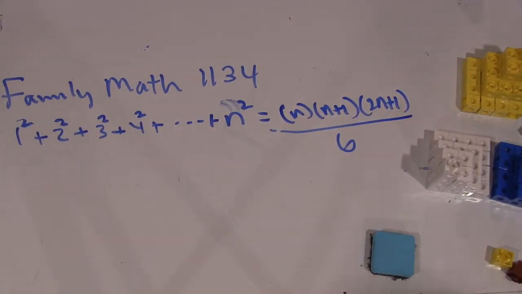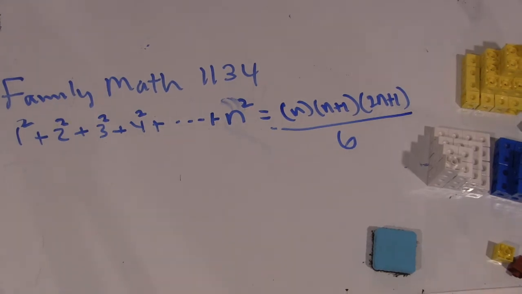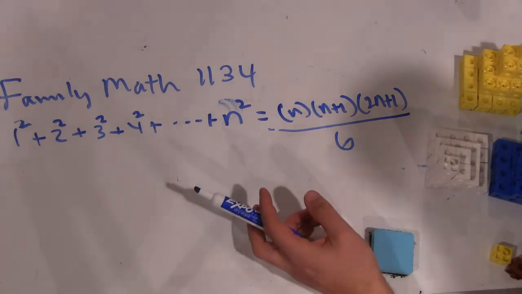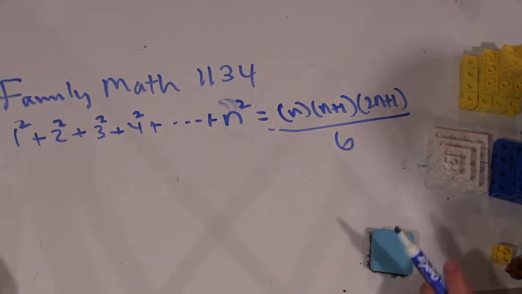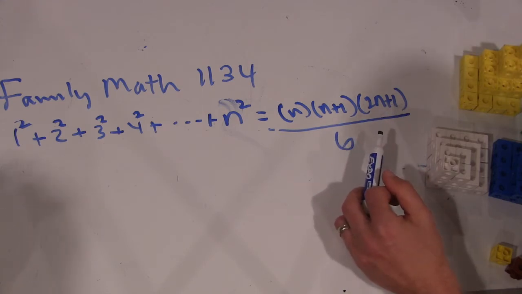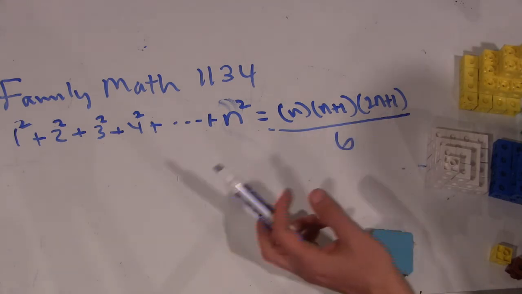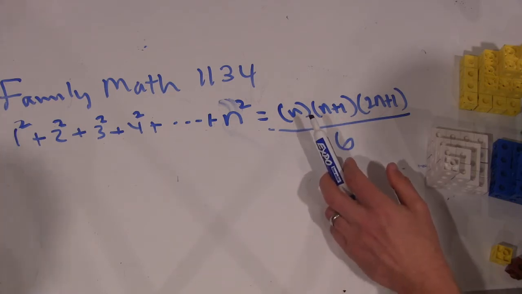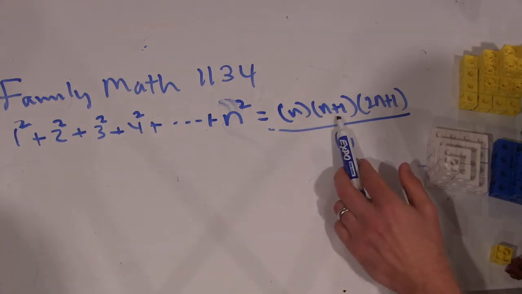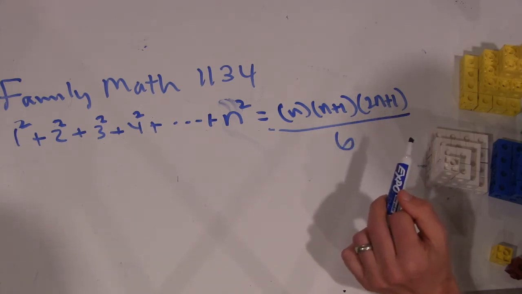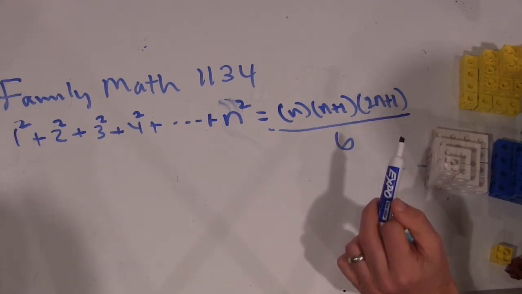So let's do the same thing to check this. Let's check it for 1, or it just should add up to 1. So we get 1 times 2 times 3 divided by 6. 6 divided by 6 is 1. Alright, let's check it for 2, where we should add up to 5, looks like. Okay, so we have 2 times 3 times 5 divided by 6. 30 divided by 6 is 5.